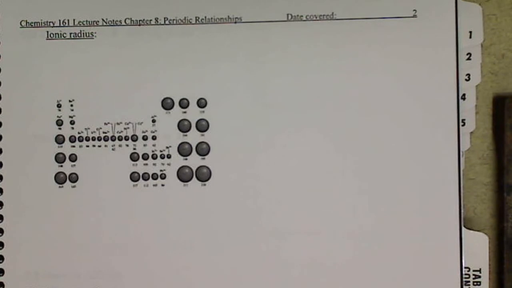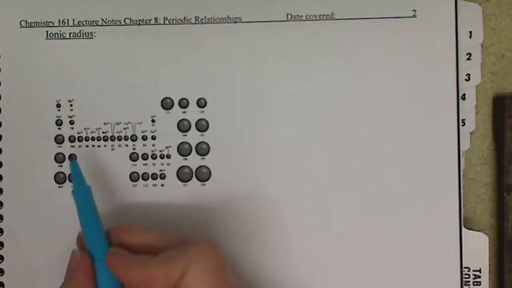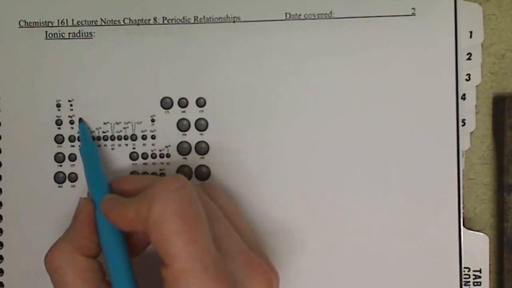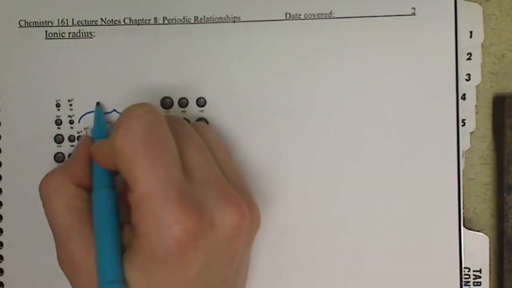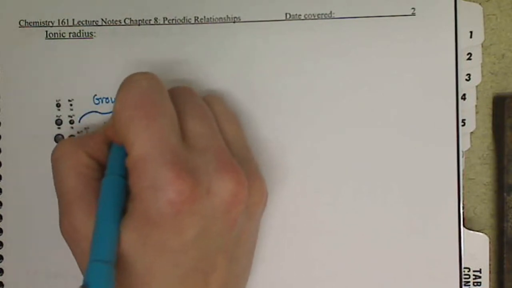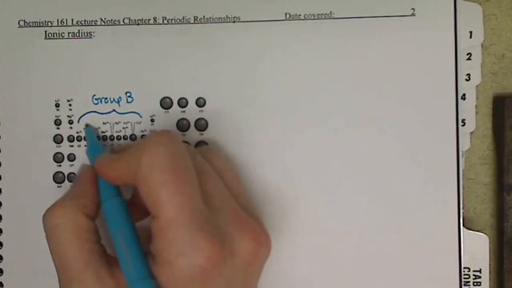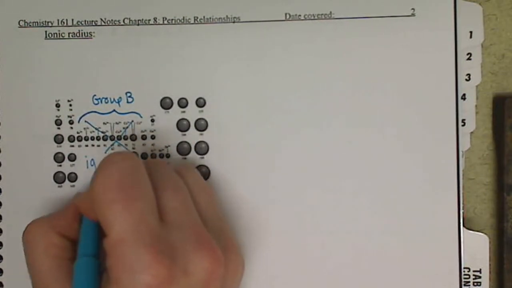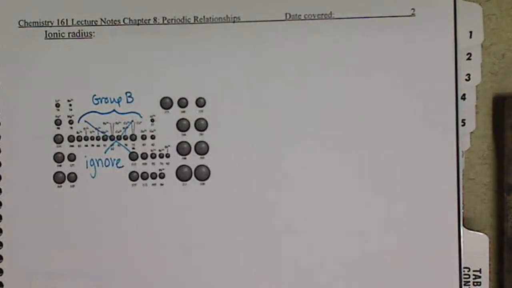So ionic radius is just the radius of our ion. So just like atomic radius, except we're losing or gaining an electron. And we want to just focus on what's called the representative elements. So this here represents your group B, and we're going to ignore group B, just like we did in chapter 3.